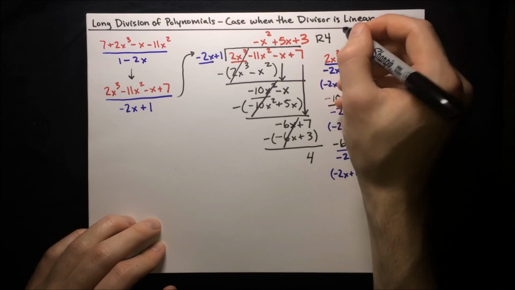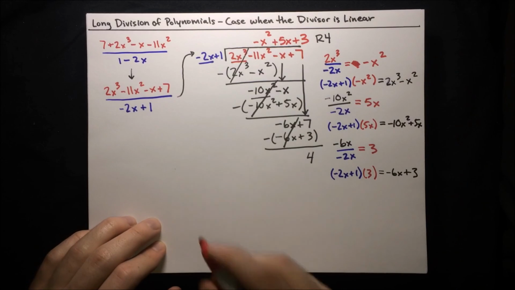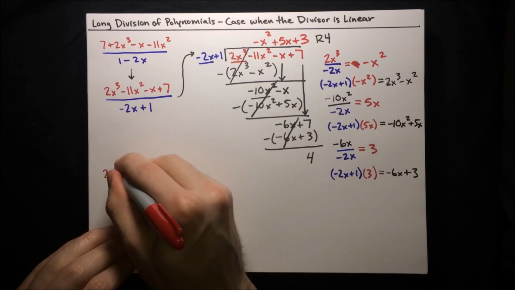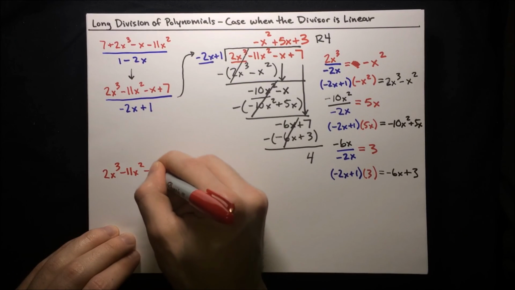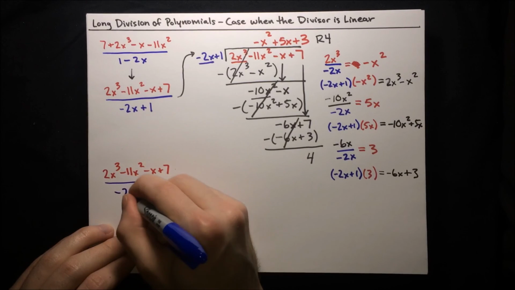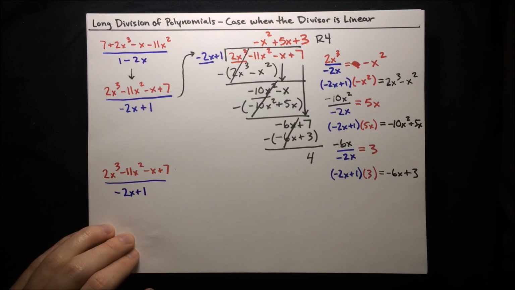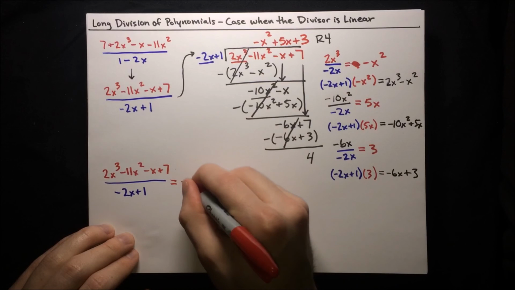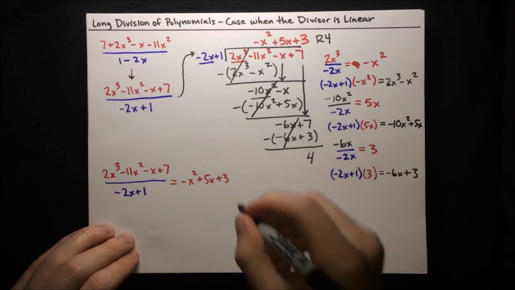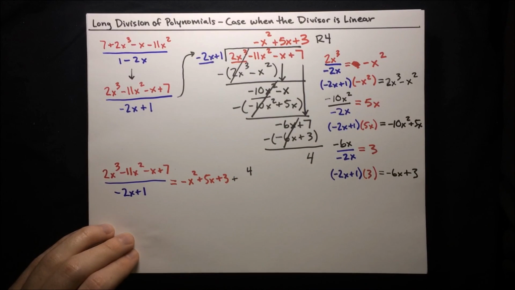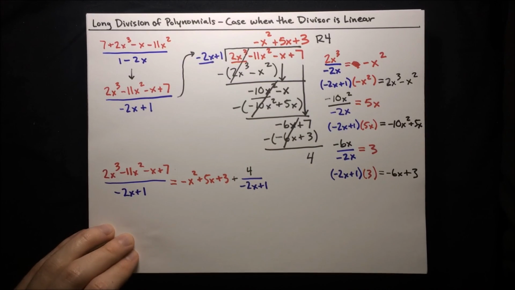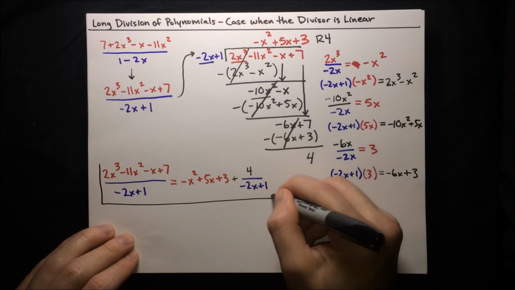So now we're pretty much done. Let's just write our main takeaway here. Our main takeaway is that our division problem, 2x cubed minus 11x squared minus x plus 7, when we divide that by negative 2x plus 1, our result is that we get our quotient, which was up here, that's negative x squared plus 5x plus 3, plus our remainder, so plus 4, divided by our divisor, negative 2x plus 1. So there is our main takeaway of our long division.